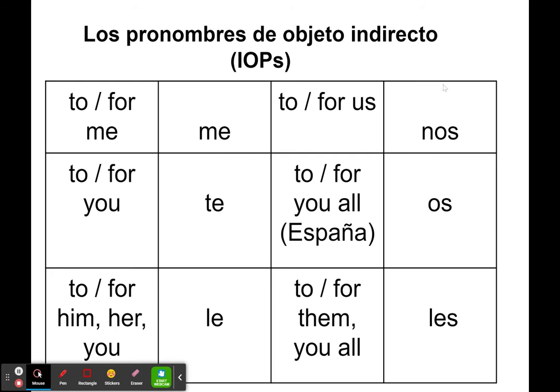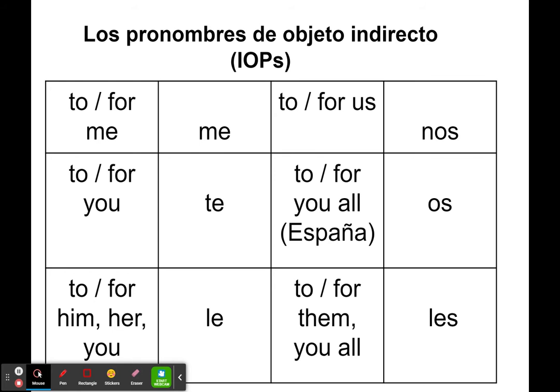So the indirect object pronouns, as you can see, if you look even at the English, are a little bit different from the direct object pronouns, in that in English we have to or for me, to or for you, to or for him, her, or you formal, to or for us, to or for you all, and to or for them or you all. And in Spanish, we have me, te, le, nos, os, les.